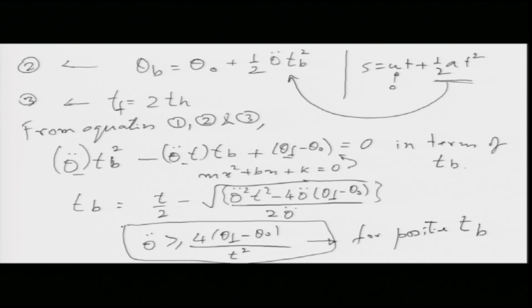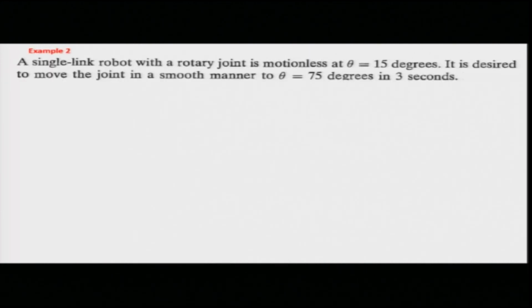Now, let us look at the same problem again. Okay, we come back to the same problem that we were talking about. We had a rotary link, which we solved some time back, moving from 15 degrees to 75 degrees in 3 seconds, the same problem. But now, we are going to move this with a linear function with parabolic blends.